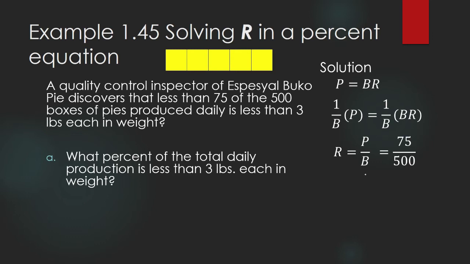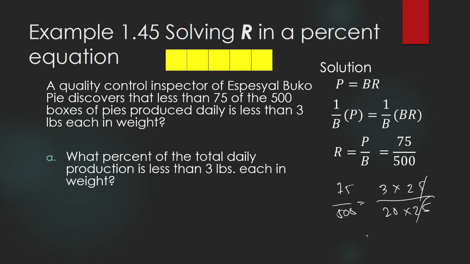75 divided by 500. So 75 divided by 500 is equal to 3 times 25 over... and how many 25 do you have in 500? You have 20. 25 times 10 is 250. So 25 times 20 is 500. So 25 divided by 25 is 1. So you are left with 3 over 20.